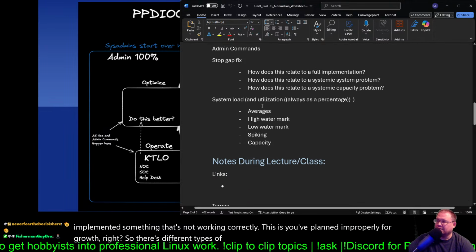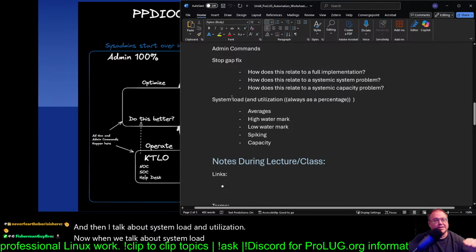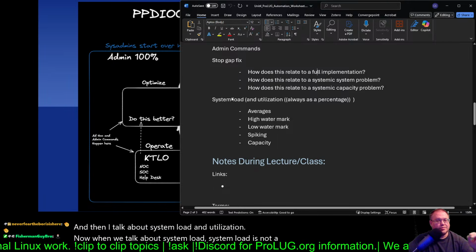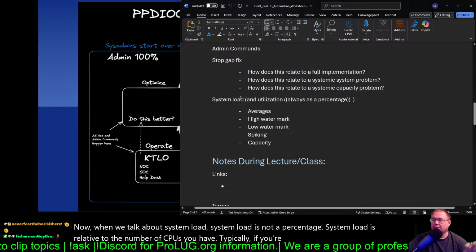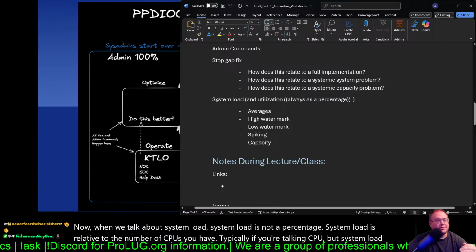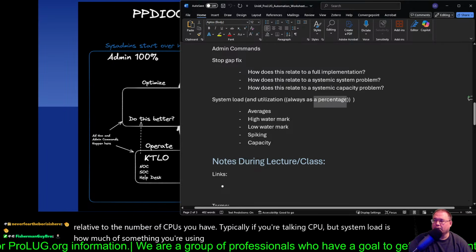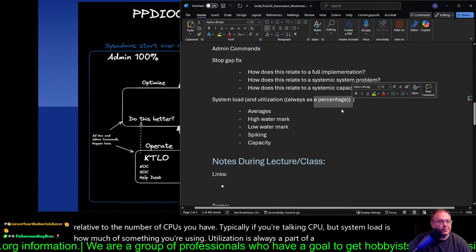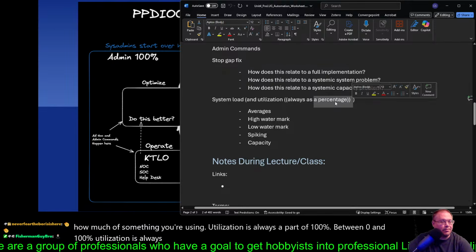And then I talk about system load and utilization. When we talk about system load, it is not a percentage. System load is relative to the number of CPUs you have, typically, if you're talking CPU. System load is how much of something you're using. Utilization is always a part of 100%, between 0 and 100%. Utilization is always how utilized something is.